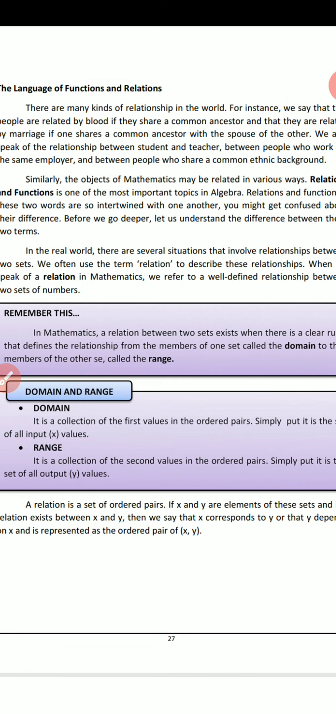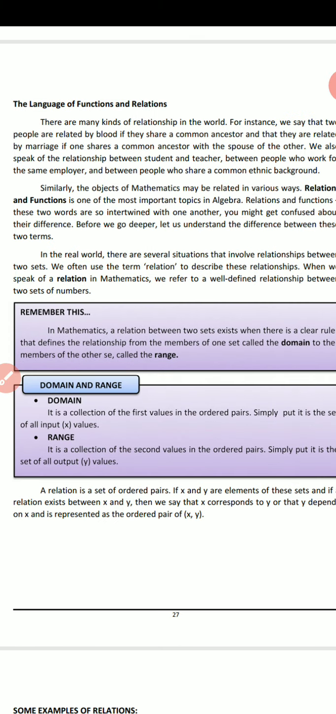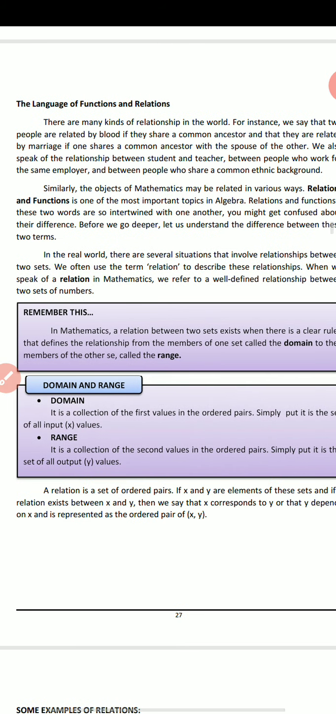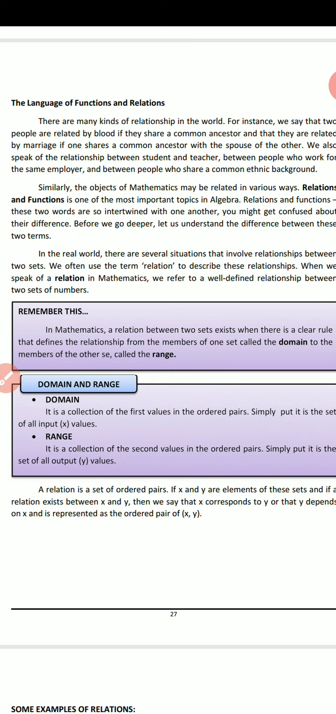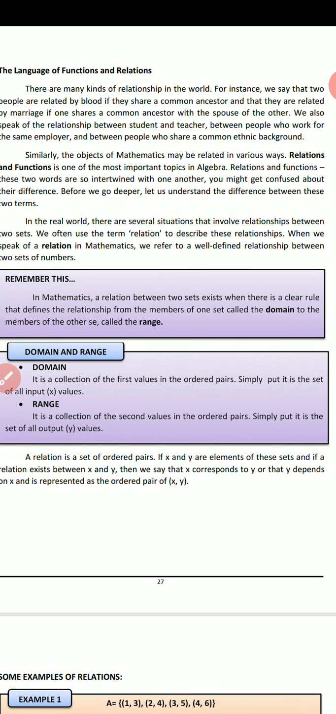So in the real world, there are several situations that involve relationships between two sets. So we often use the term relation to describe these relationships. When we speak of relation in mathematics, we refer to a well-defined relationship between the sets of numbers. So remember this, in mathematics, a relation between two sets exists when there is a clear rule that defines the relationship from the members of one set called the domain to the members of the other set called the range.